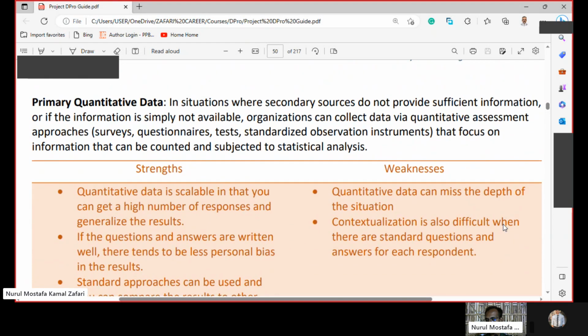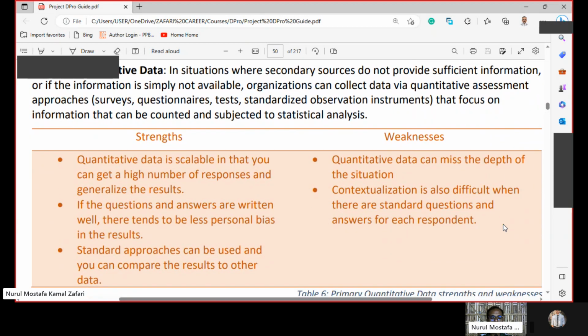Primary quantitative data. In situations where secondary sources do not provide sufficient information, or if the information is simply not available, organizations can collect data via quantitative assessment approaches: surveys, questionnaires, tests, and standardized observation instruments that focus on information that can be counted and subjected to statistical analysis.